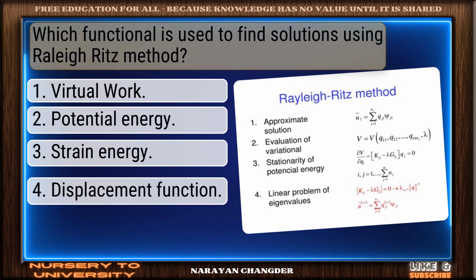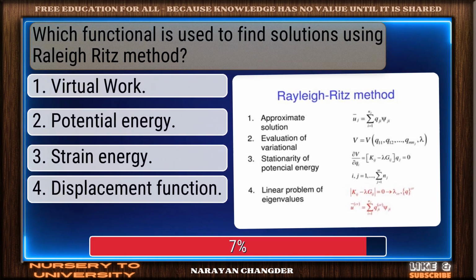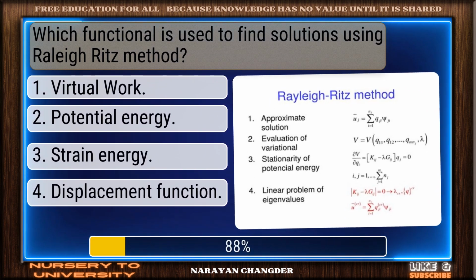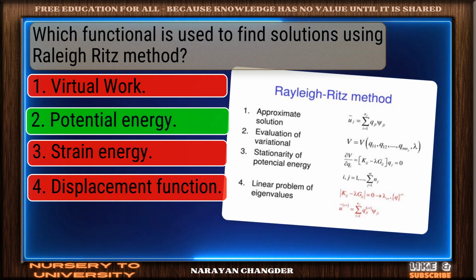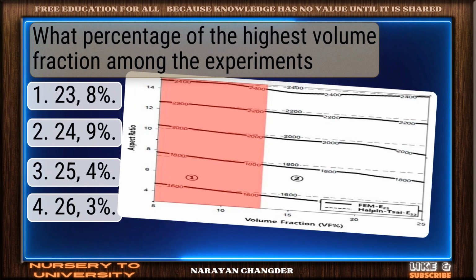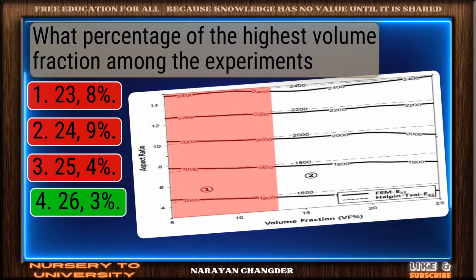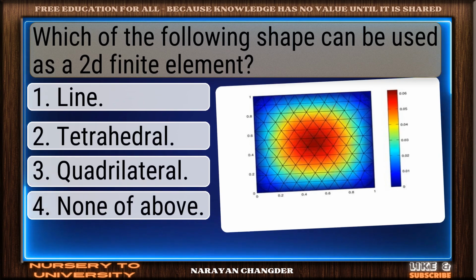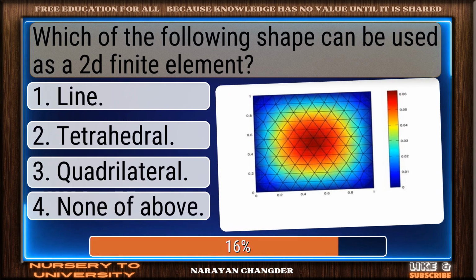Which functional is used to find solutions using the Rayleigh-Ritz method? Right choice. Potential energy is the best answer. What percentage is the highest volume fraction among the experiments? 26.3% is the answer. Which of the following shapes can be used as a 2D finite element?